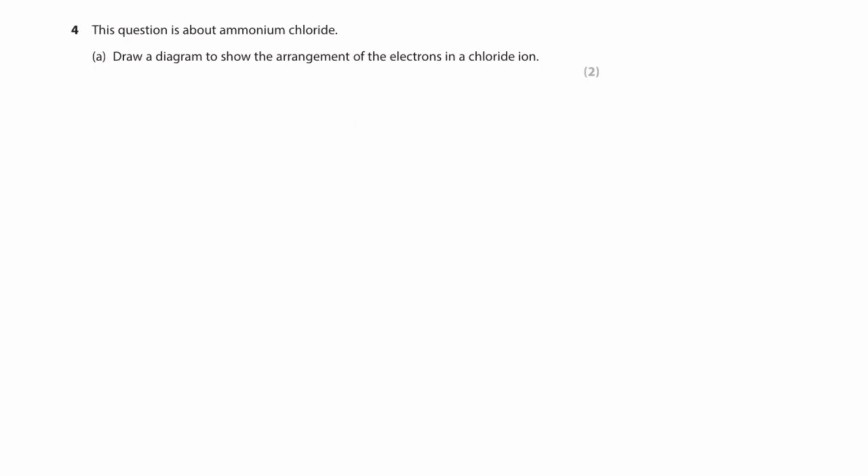Now let's go for question number 4. The question is about ammonium chloride. Draw a diagram to show the arrangement of the electrons in a chloride ion. Now here, remember this one, they are talking about chloride ion.